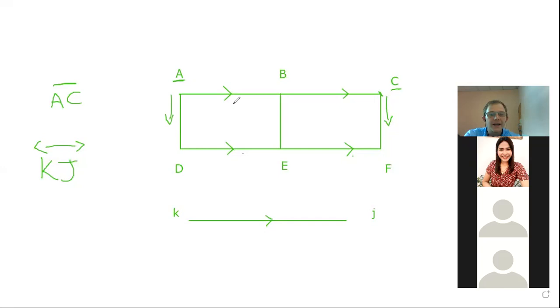So the top one is AC. Someone else help me with the bottom one. Please write the bottom one on the board. D to where? Let's someone else do the bottom one.